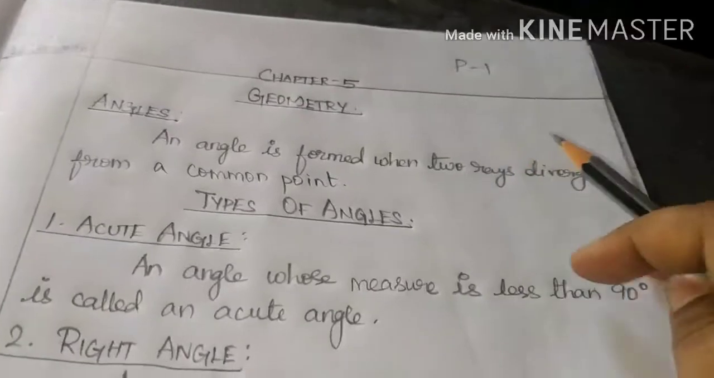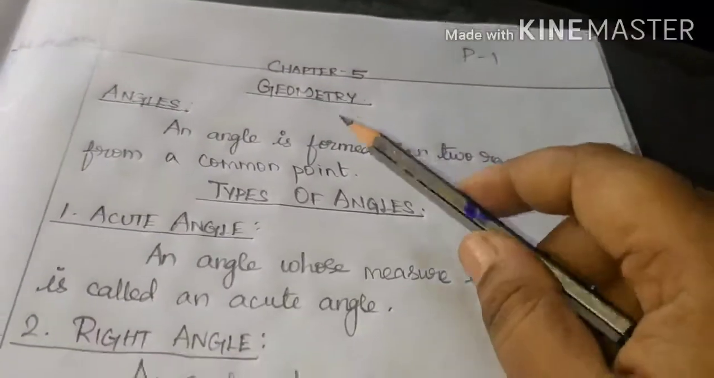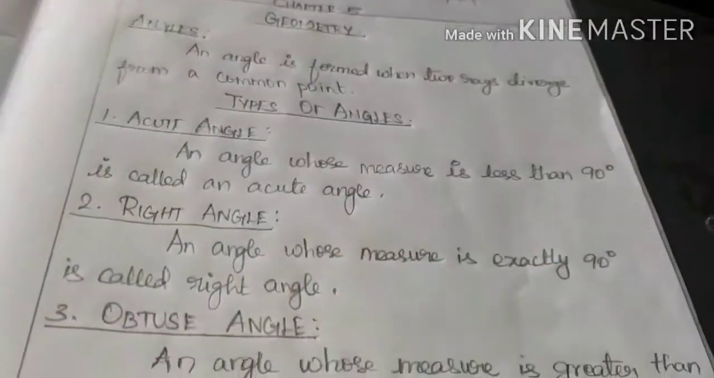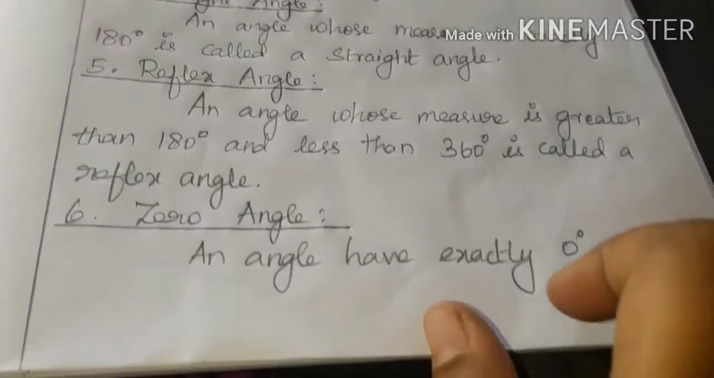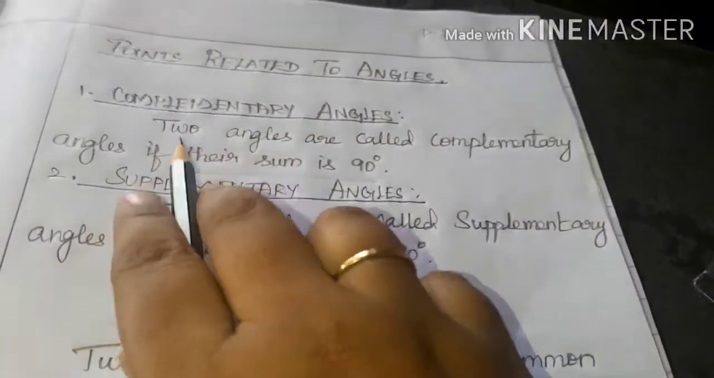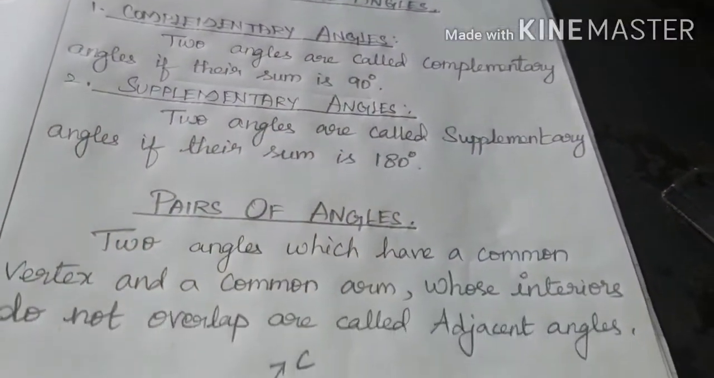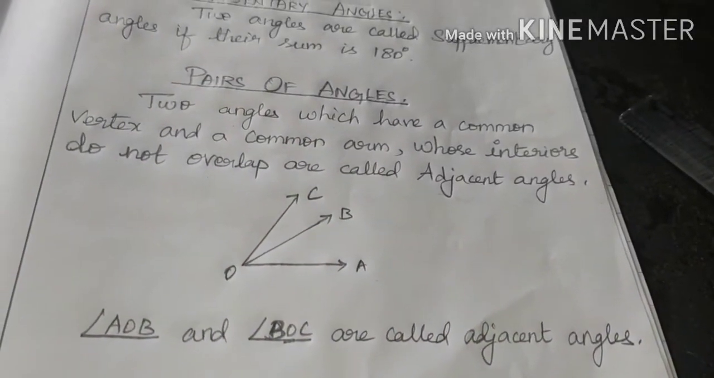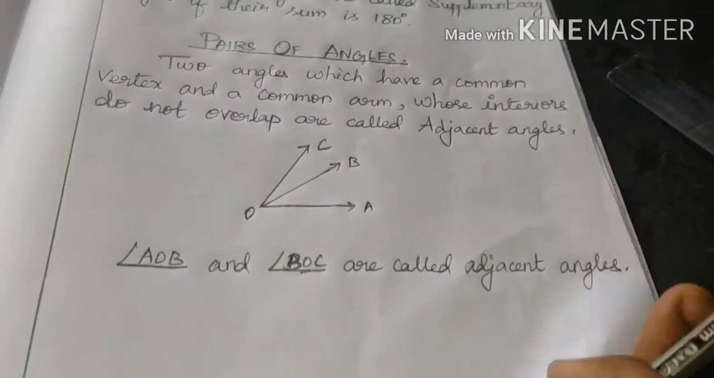This is page number 1 in this new geometry note. I have just written all the things you have learnt till now. This is angles and types of angles I have written. Next to that, here are points related to angles like complementary angle, supplementary angle. Then pairs of angles I have also written. Is that clear, children, up to this?